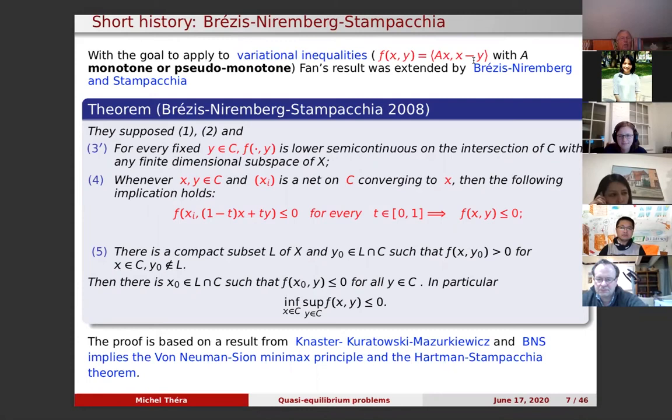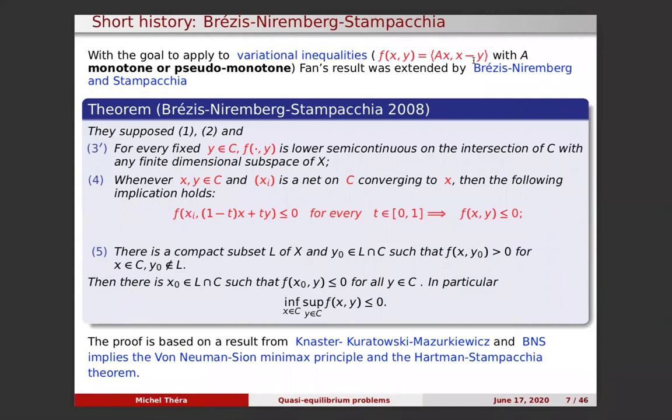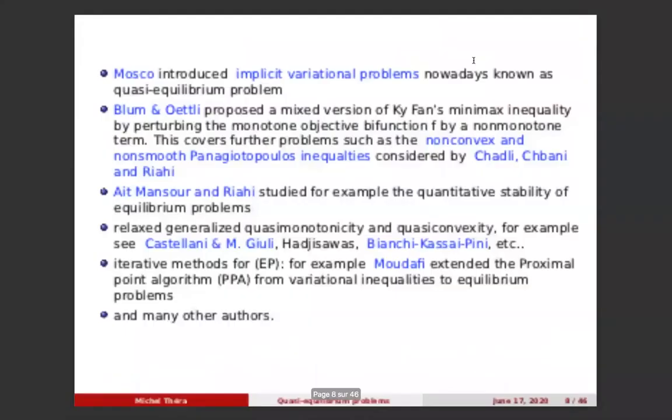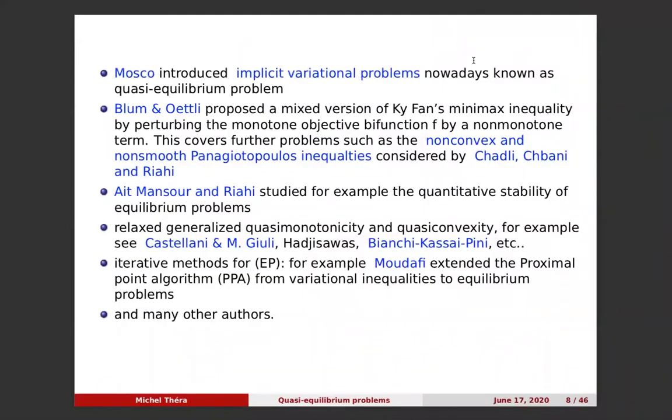And this theorem, Brezis-Nirenberg-Stampacchia, implies, for instance, the known fundamental sign minimax principle, as well as the Hartman-Stampacchia theorem for existence of solution to variational inequalities. And to continue the history, Umberto Mosco, an Italian mathematician, very well known and famous, mostly in PDEs, introduced the implicit variational problem, nowadays known as quasi-equilibrium problem.